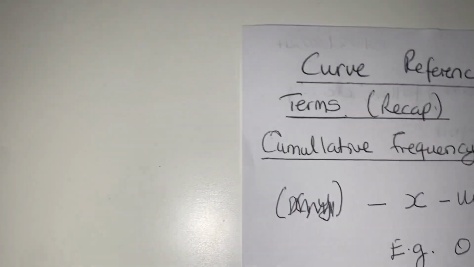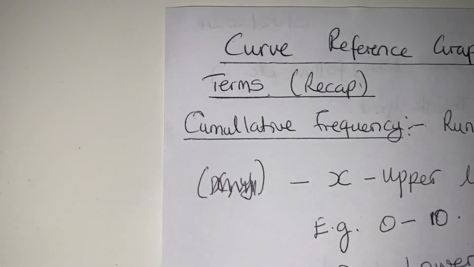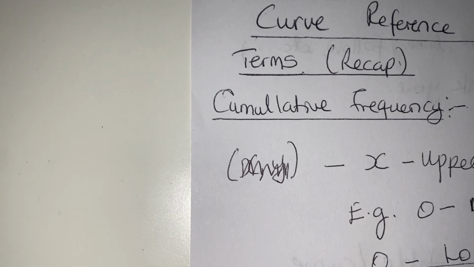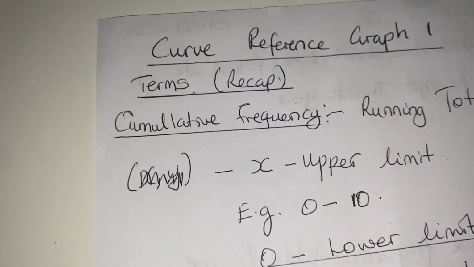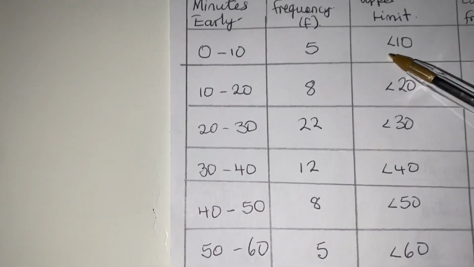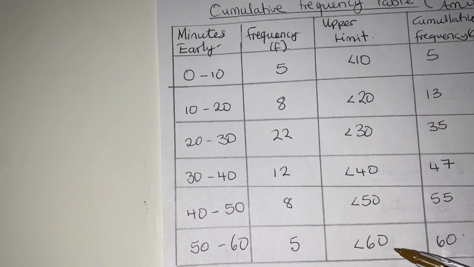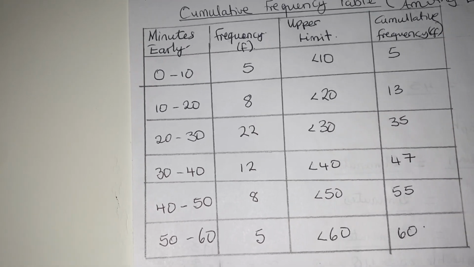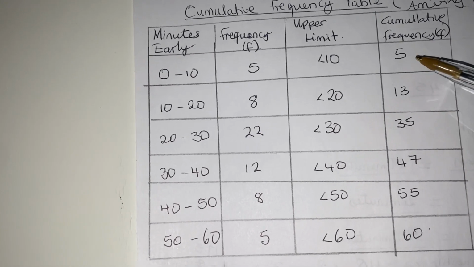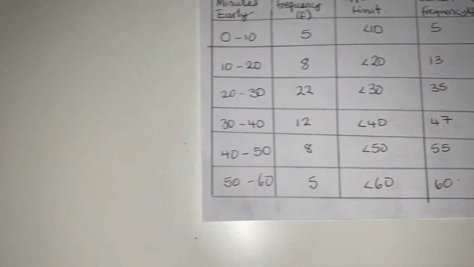Now, the curve reference graph 1. So I used the upper limit, this one, and the cumulative frequency, that one, to plot a cumulative frequency curve, which looks nicer than what I did yesterday. So I'll show you.